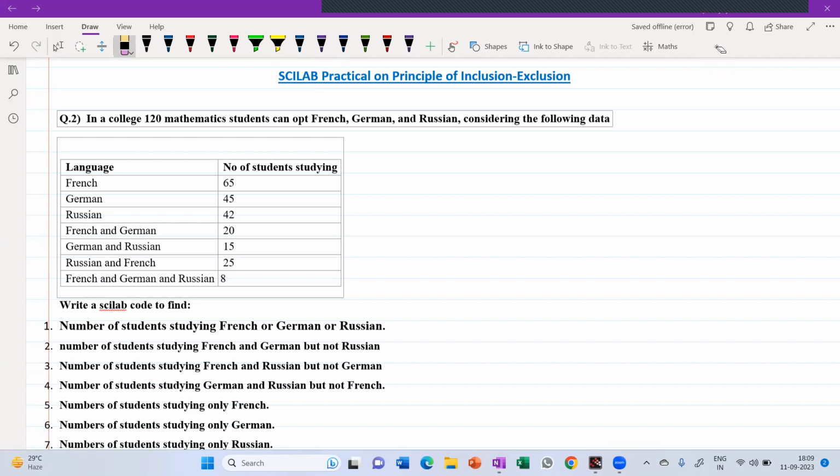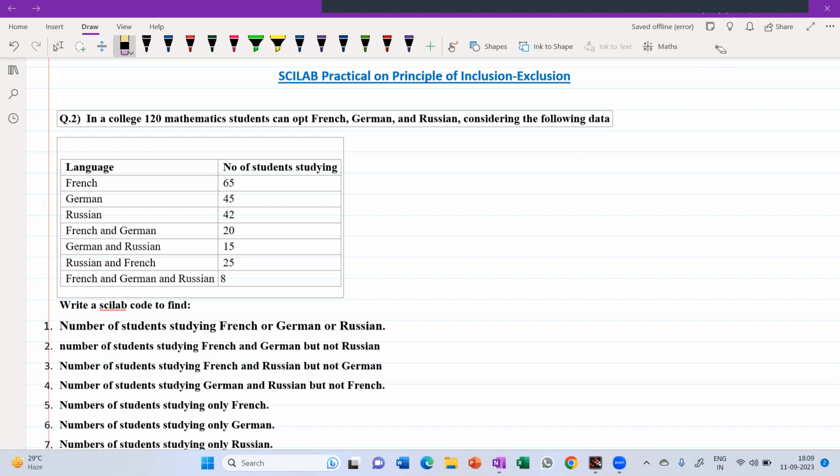Students can either take French or German or Russian, or there can be students who do not want to take any of the languages. So this is the first point which should be noted over here, that it is not compulsory for all 120 mathematics students to choose any of the languages. But the students who have opted one language or two languages or all three languages, the data are here on your screen.